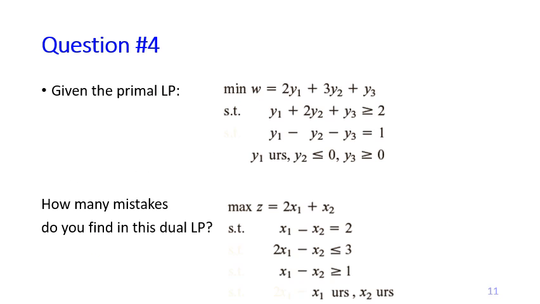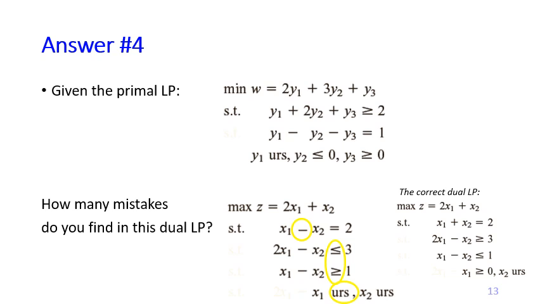So here's the fourth question. Given the primal LP, how many mistakes do you find in this dual LP? Okay, so here's the correct dual LP.